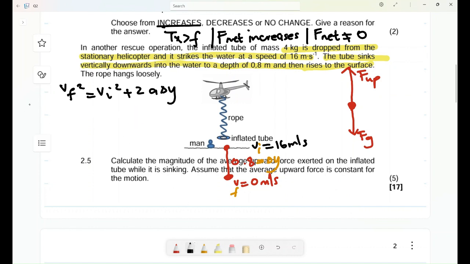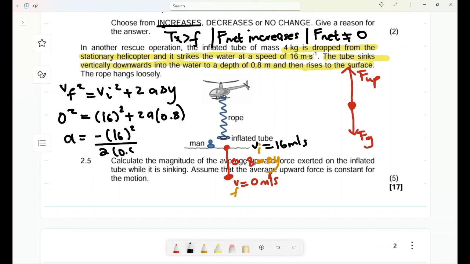Okay, yes. What is my Vf? My Vf is 0, squared, Vi is 16 squared, plus 2, a is what I'm looking for. What is my change in y? Change in y is 0.8. Okay, then when you do your mathematical gymnastics, a will be equal to negative 16 squared all divided by 2 multiplied by 0.8. I think you get something like, let's see, acceleration of negative 160. Negative 160 meters per second squared now.